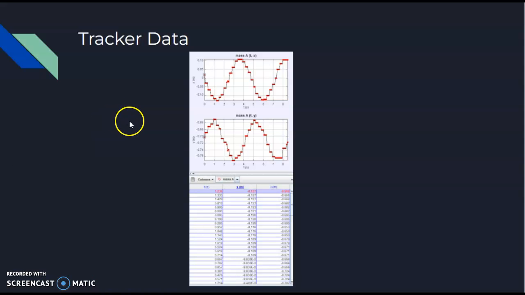Alright, so the tracker data looks like this. You can see as the x goes down, the y also goes up, and they basically go up and down at opposite times.